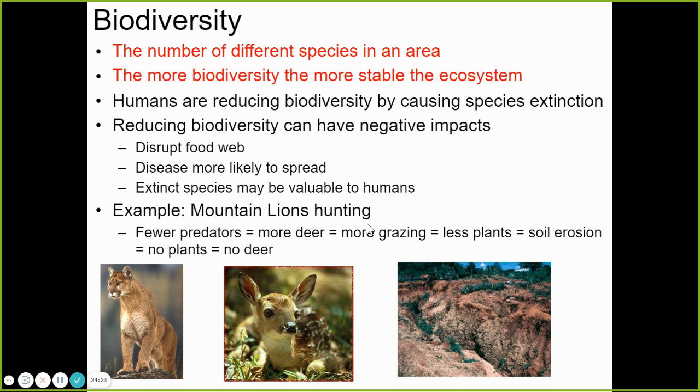So we see these effects of one species can be unpredictable throughout the entire ecosystem. And so when humans are damaging ecosystems and causing species extinction, we can't really be sure what the eventual effects might be.